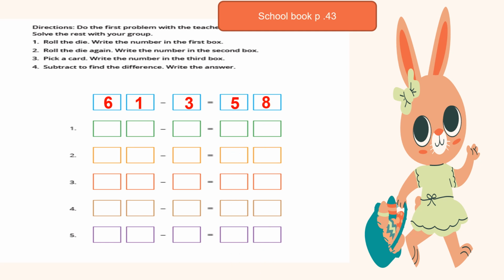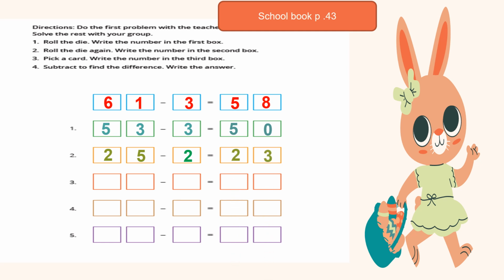Number 1. 53 minus 3. What is before 53? 52, 51, 50. Number 2. 25 minus 2. We will go backward 2 steps. What is before 25? 24, 23.